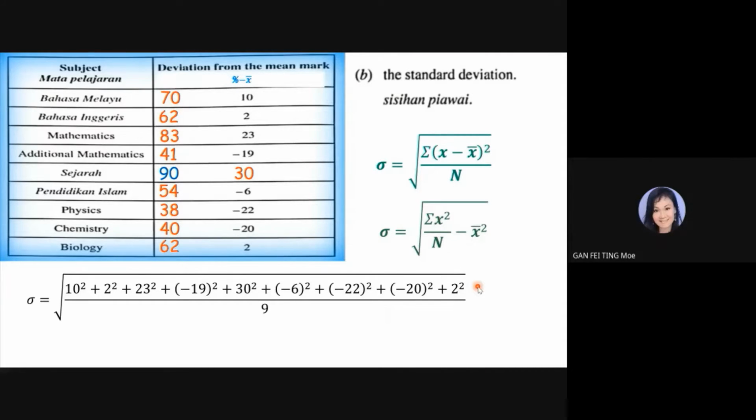Okay, who else? I only see one student. The rest never do. Okay, now let's check. At least Irfan has got the answer. So now 17.695. Bravo, Irfan got it right.